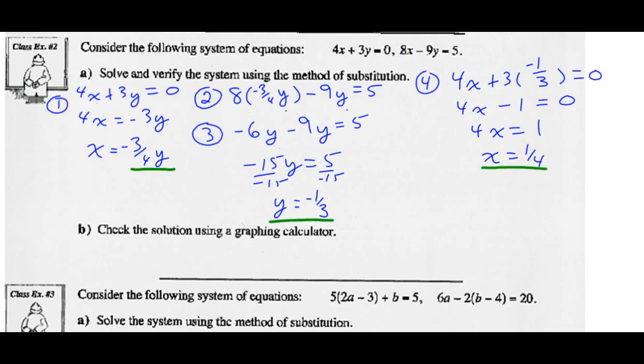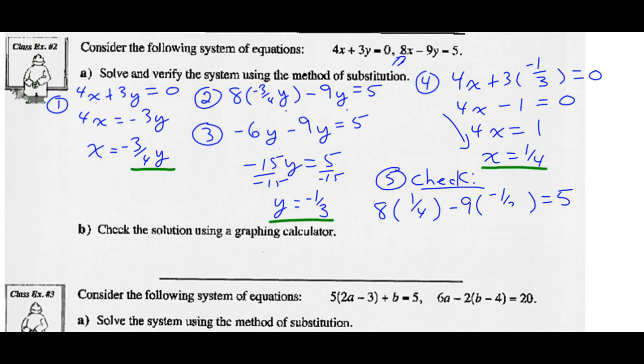Step 5 is verify or check. So make sure that this works. We know it works in the first equation because we found the second variable in the first equation, so we have to verify in the second equation. 8 times x minus 9 times y is supposed to equal 5. So we solved x as 1/4, we solved y as negative 1/3. 8 times a quarter is 2. Minus the negatives is like adding. 9 times a third is 3. 2 plus 3 definitely equals 5.